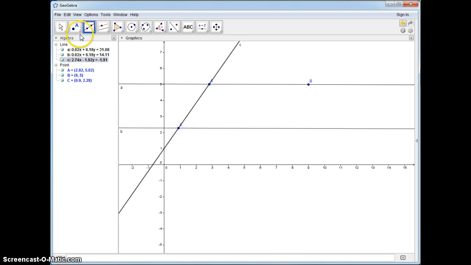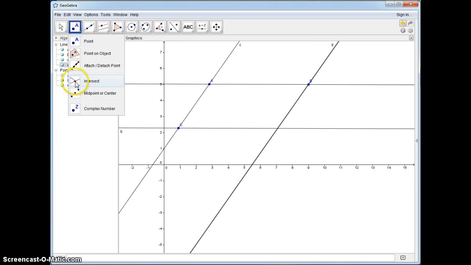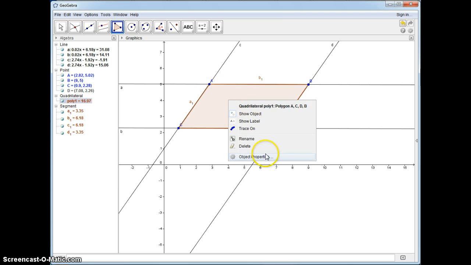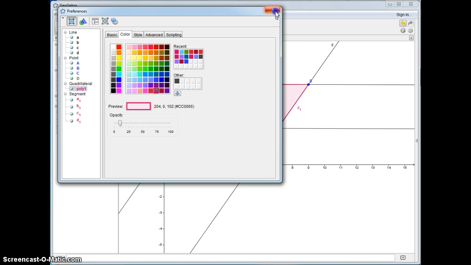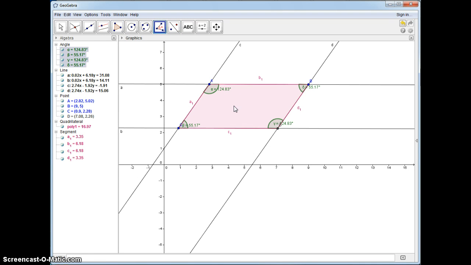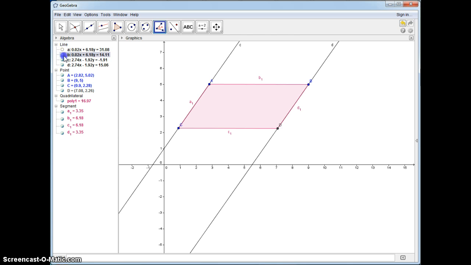And then I'm going to create another parallel line here and intersect them using the intersection tool, and then use my polygon tool in the counterclockwise direction. So what we're going to be doing in this video is proving the property that the opposite angles are congruent. Just clicking on this angle button, you'll see that it is true, but that isn't going to be a proof, it just shows that it's true. So let me prove it for you.